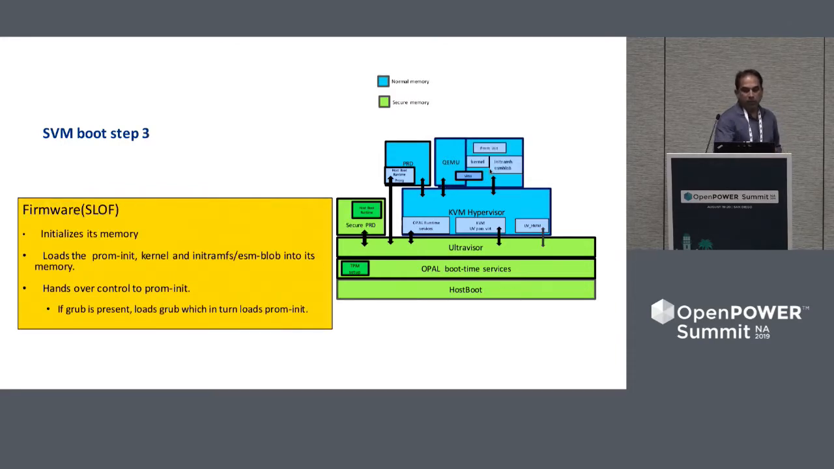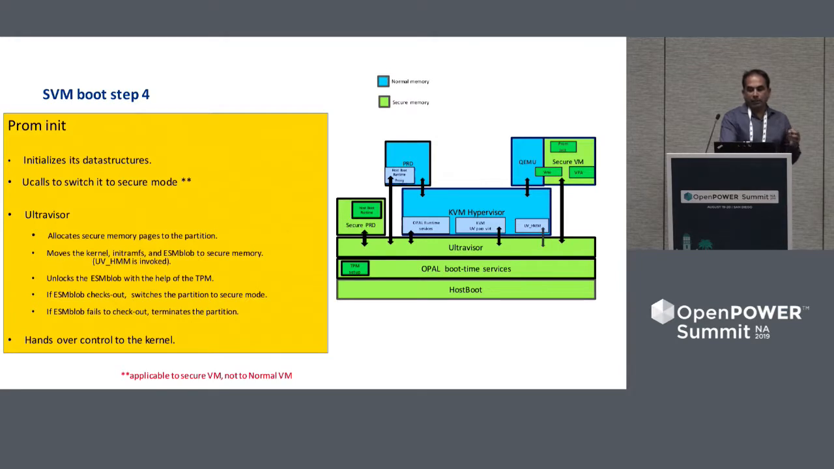What SLOF does is it loads the prom init, the kernel, the init ramfs, and the ESM blob which is there in the init ramfs. It loads all that into its memory, and hands over control to prom init. This is where the key piece of information happens.